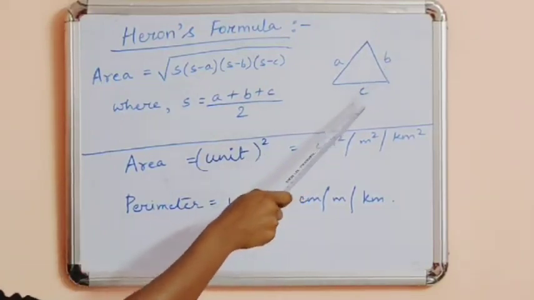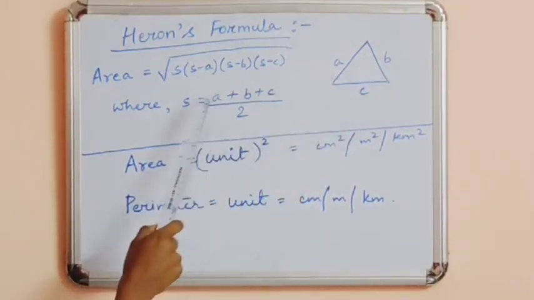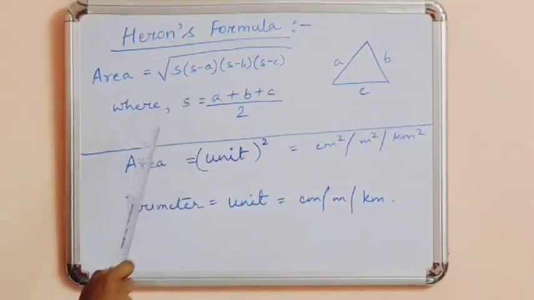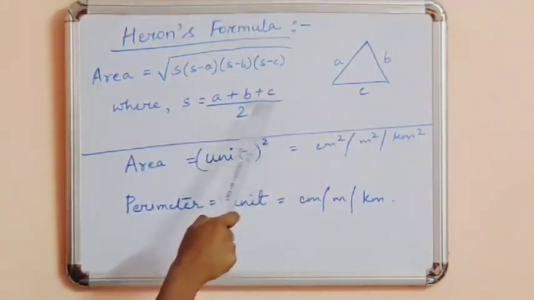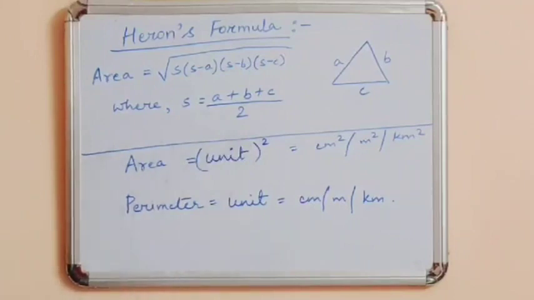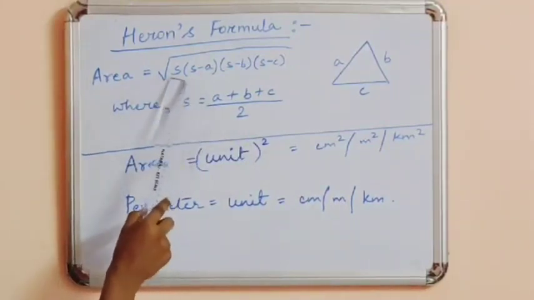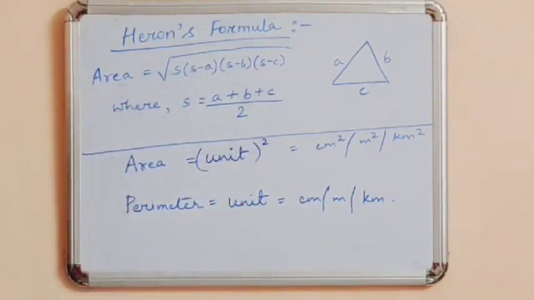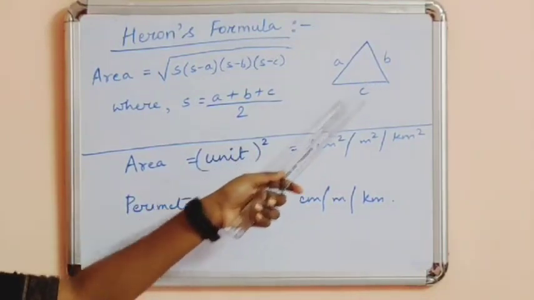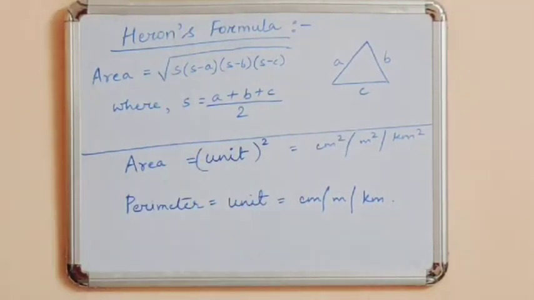So A, B and C are the three sides of the triangle, and S is also known as semi-perimeter because perimeter is the addition of the three sides. If you divide this by 2, that will be termed as semi or half of the perimeter. So if we simply put the values in the formula, we will get the value for the area of the triangle. Again I am repeating, we can use this formula when the three sides are given in the question and the height is not given.